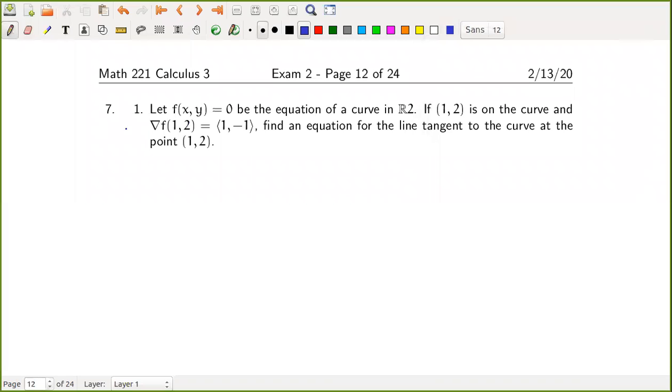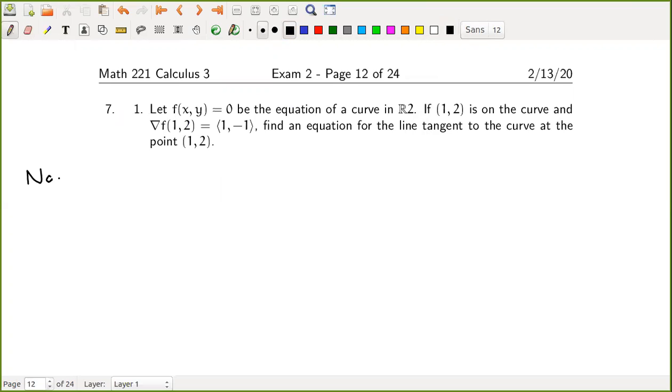Okay, we're going to do both parts of problem 7 in one video. Basically this is just going to be using the fact that the gradient vector is perpendicular to the level curves. Okay, so we're going to get two equations. We'll get two different representations for the tangent line. We're going to get the normal equation and the vector parameterization. So we'll do the normal equation first.